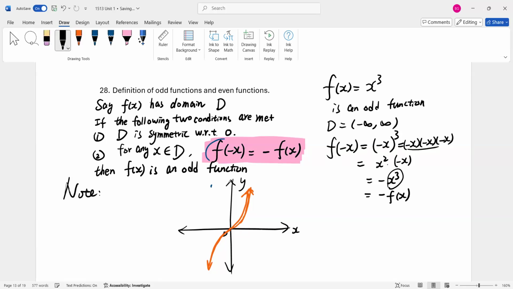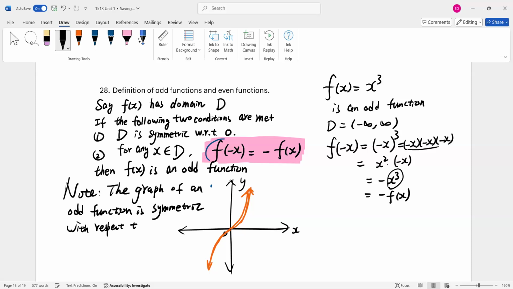And that tells us the graph of an odd function. Note: the graph of an odd function is symmetric with respect to the origin, (0, 0). What does that mean? That means if we rotate the graph 180 degrees, the graph would coincide with the original graph.